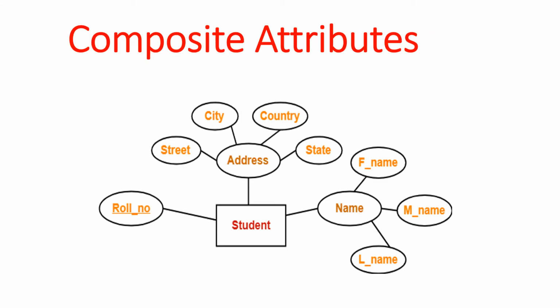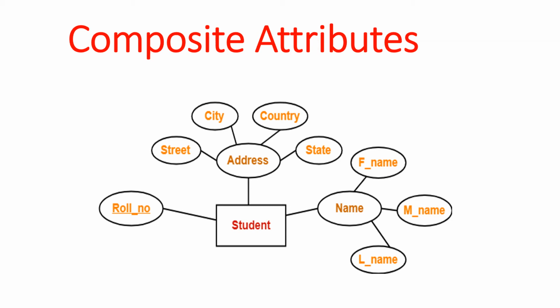Next, we are going to discuss the composite attribute. In a single value attribute, we said that the value for the attribute cannot be divided. Whereas in a composite attribute, the value for the attribute can be further divided into sub-levels. If I say the name of the student, the name can be further divided into first name, middle name, and last name. It is possible.